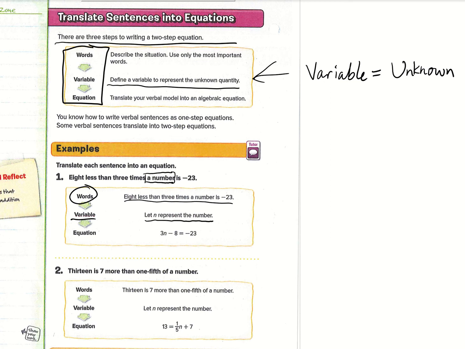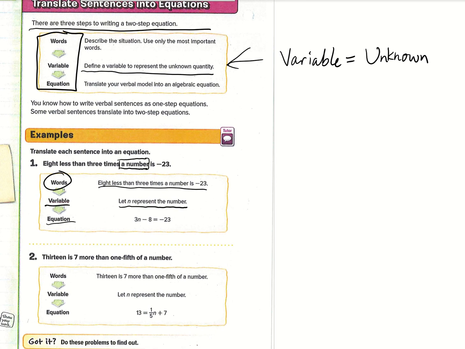And then finally, you have your equation. They went ahead and modeled it around the variable. So they started with n, and then they just read the rest of the sentence. We have 3 times a number right there, so you can attach that 3 to it. And then you also have 8 less than that, so you subtract 8 from there. And then it says is negative 23, so that means it equals negative 23. And that's all you have to do when you write those equations.